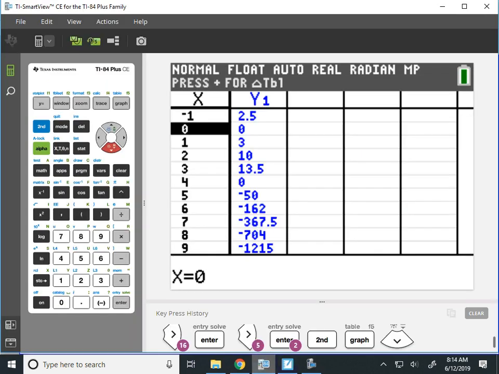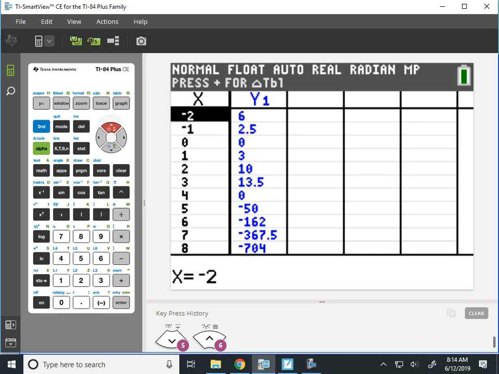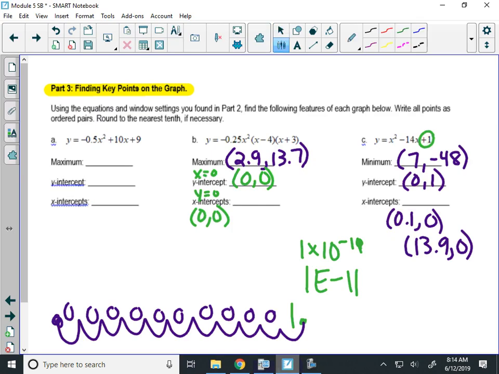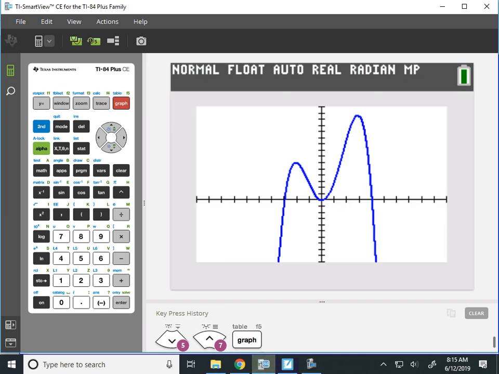For this graph, you can look in your table, these are actually whole numbers. You can see that at x equals 4, y is 0. So that's another x-intercept at positive 4. And I also have an x-intercept here at negative 3. So because it just happens that their roots, the x-intercepts or zeros, are whole numbers, I could find them in the table. If I couldn't find them in the table really easily, I would have to go back to my graph and trace again.